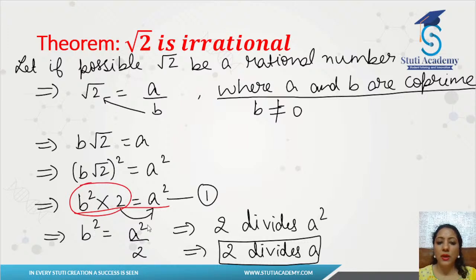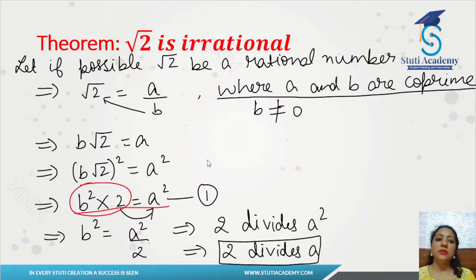Now this is b square equal to a square upon 2. And this means that 2 divides a square, because when we divide a square by 2 we get an integer. So 2 divides a square. If 2, being a prime number, divides a square, then 2 divides a also.